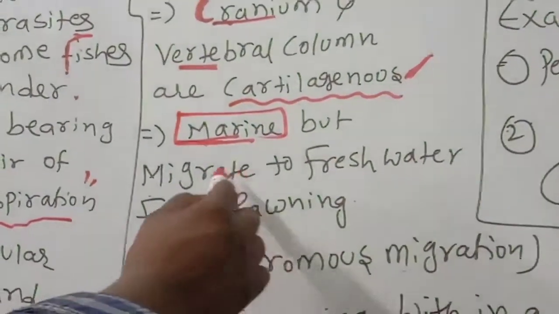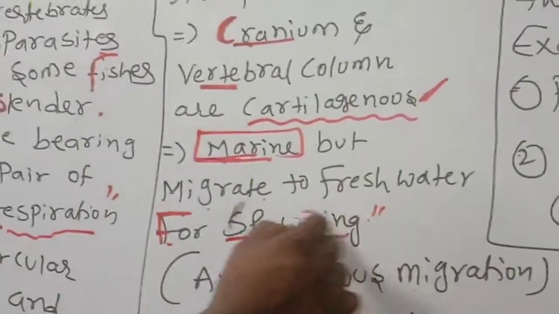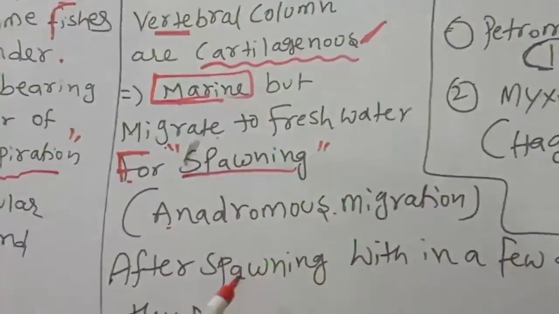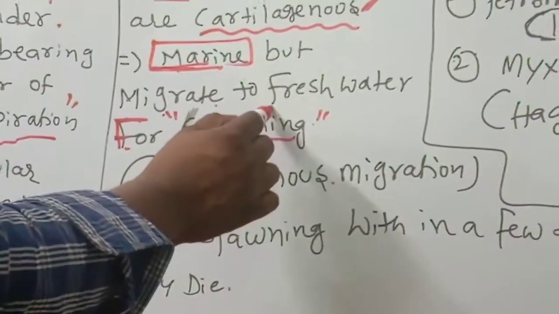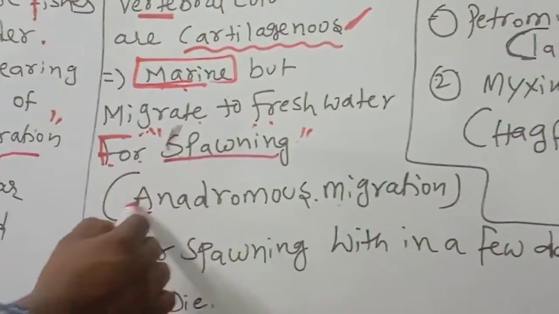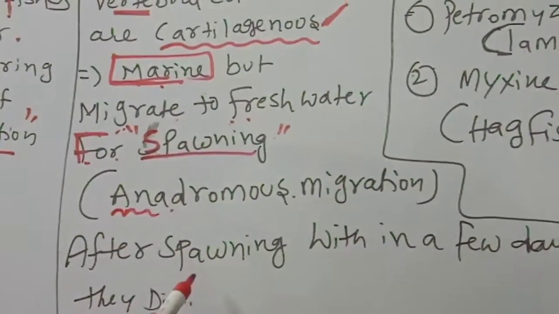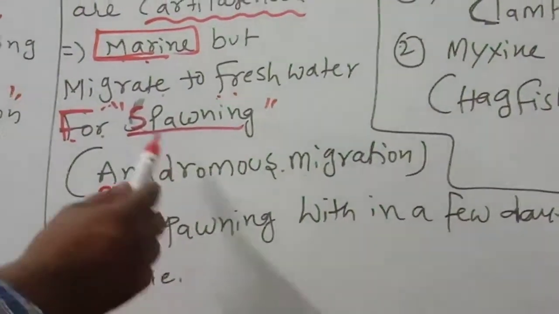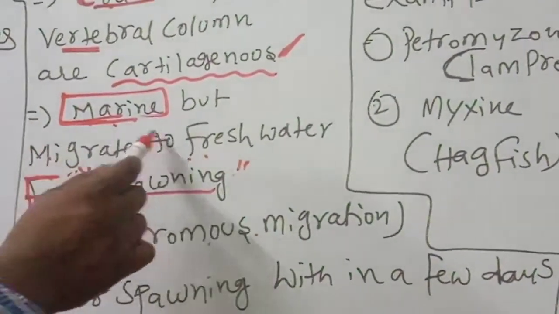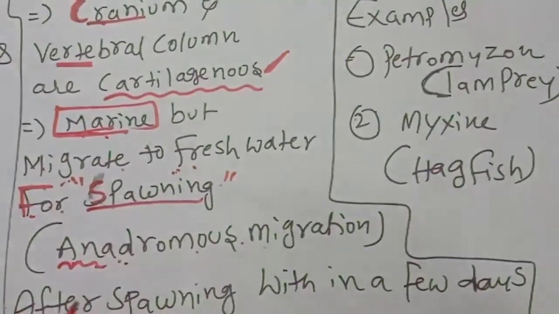But what will they do? They migrate to freshwater for spawning. So anadromous migration means what? They migrate from marine water to freshwater for spawning, in the sense that spawning means laying eggs and developing new offspring. New offspring are called spawn. So anadromous migration means they migrate from marine water to freshwater. That is called anadromous migration.